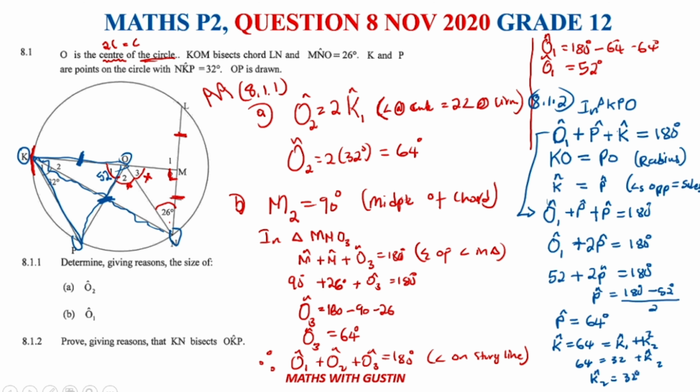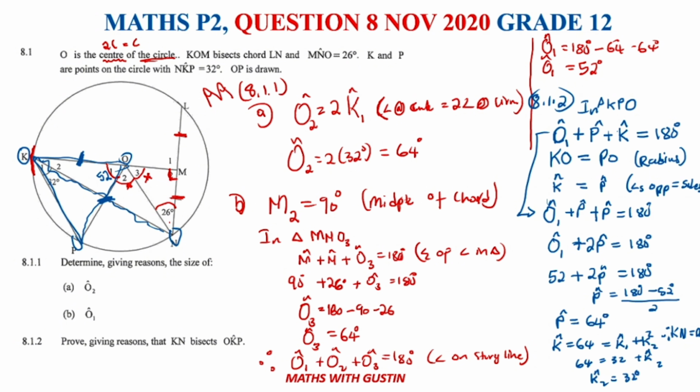With that, what we're being asked is that KN bisects OKP. That is true because the two angles are equal, and that's how you would deal with a question like this one. It took some time to explain, but it was worth it because now we understand what to do.